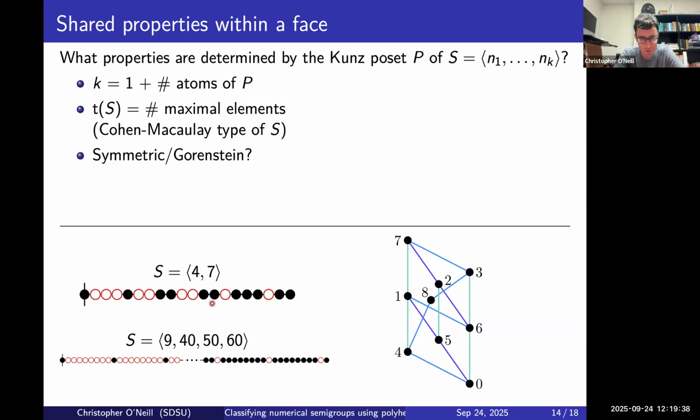Well, so what does symmetric mean? From a semigroup perspective, here's how to think about it. Here I've got the semigroup generated by 4 and 7, and I've marked the number line with filled-in black circles for the elements of S. Remember, we've got 4, 7, 8, etc. And the red holes here are the gaps, right? So we have 4 and 7 in S, but 5 and 6 are not.